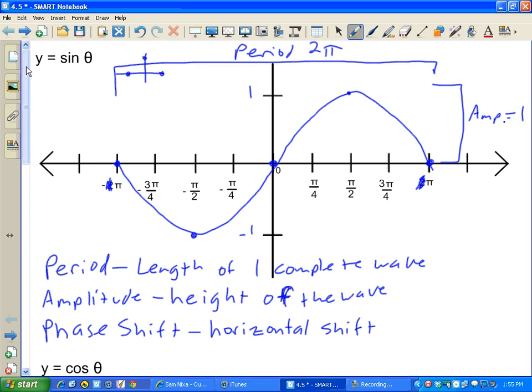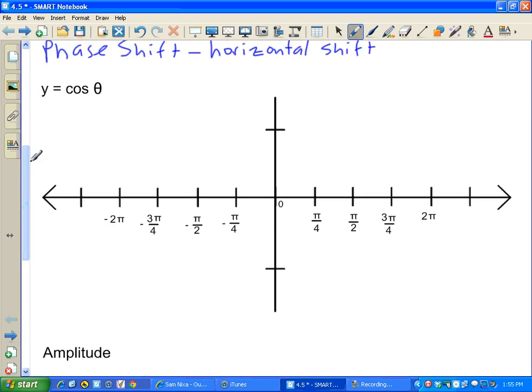Before we start transforming this, let's look at the cosine function, kind of in a similar way. So again, this should be negative pi and just pi. Now cosine at 0, that's my x value, is going to be 1. So I'm going to start up here at 1. And then at pi over 2, I'm going to be at 0. And at pi, I'm going to be at negative 1. If I go the other way, at negative pi over 2, I'm at 0. And at negative pi, I'm at negative 1. So this is one complete wave.